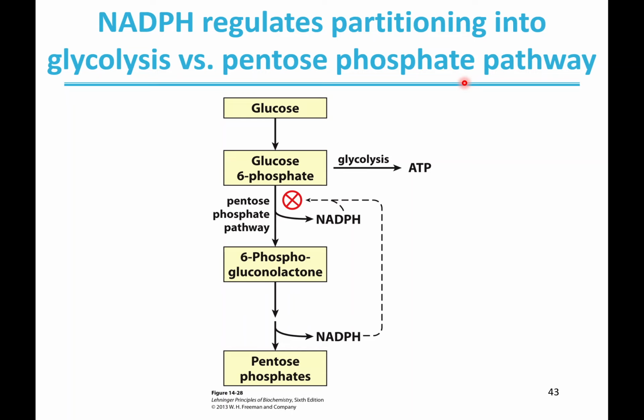NADPH regulates partitioning into glycolysis versus the pentose phosphate pathway, and it's done in this step. It can feed back and inhibit the first step of the pentose phosphate pathway. Okay, so that's what's known as feedback inhibition. So if you have a high concentration of NADPH, that will feed back and inhibit that first enzyme of the pathway. So you have glucose to glucose 6-phosphate. That would be the first step of glycolysis. And then it can either go through glycolysis or the pentose phosphate pathway. When there's lots of NADPH around, that's fed into glycolysis. Okay, when there's no NADPH around or very little, that's when it can go into the pentose phosphate pathway.